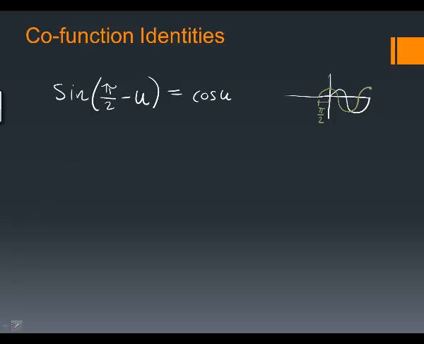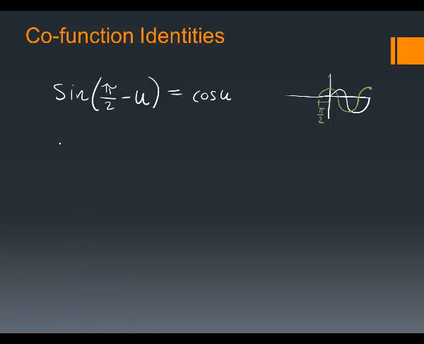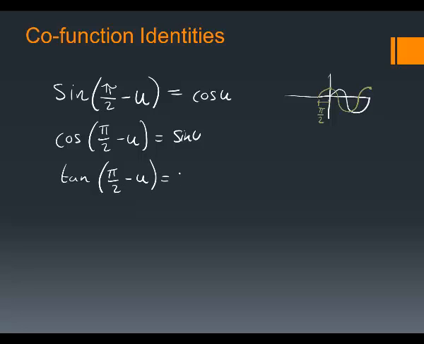So, moving on. We have sine. We have cosine. Cosine is the same thing. Pi over 2 minus u equals sine of u. We have tangent. Same thing occurs here. Pi over 2 minus u equals cotangent u. We've seen this before. And it's vice versa with cotangent.